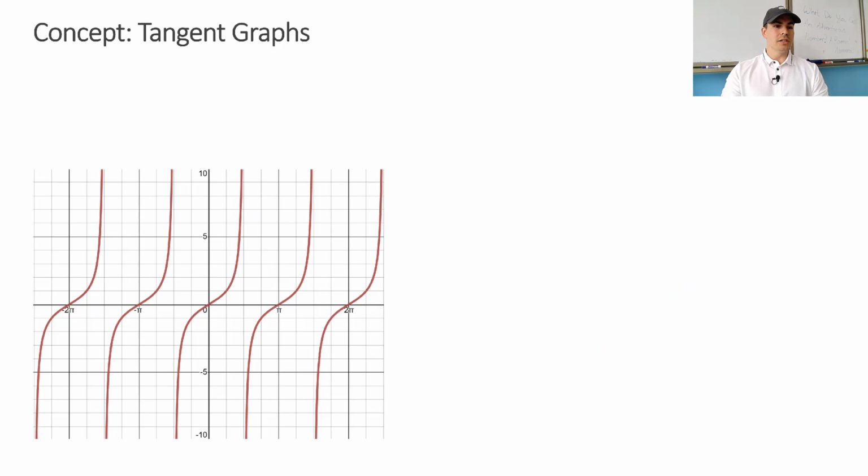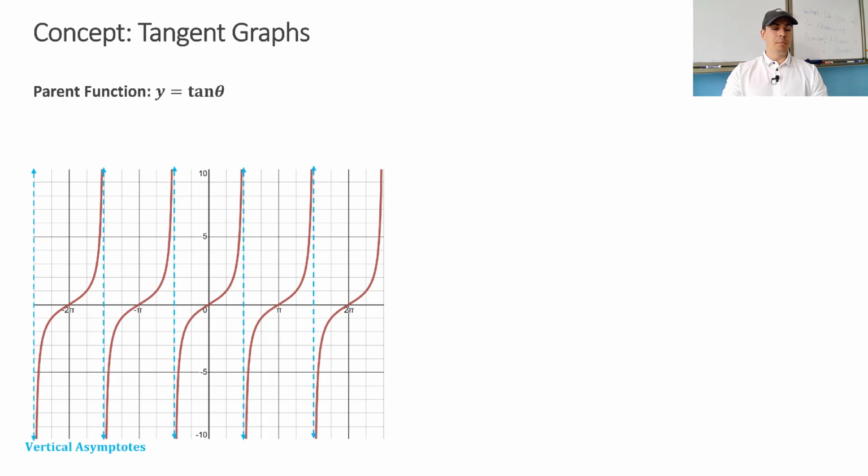So our parent function is going to be y equals tangent theta. Now, for our tangent graphs, we do have a bunch of vertical asymptotes. Those vertical asymptotes are going to help us define our period, and we also have our midline. Our midline, again, in this video is going to be the x-axis, but that is just the line that we are oscillating from again, which we've seen before.